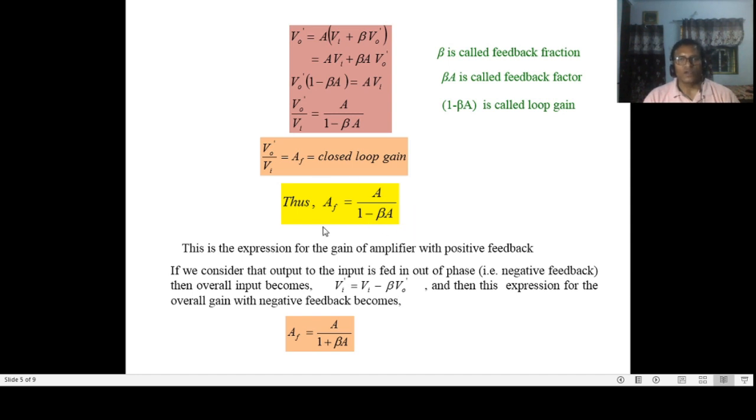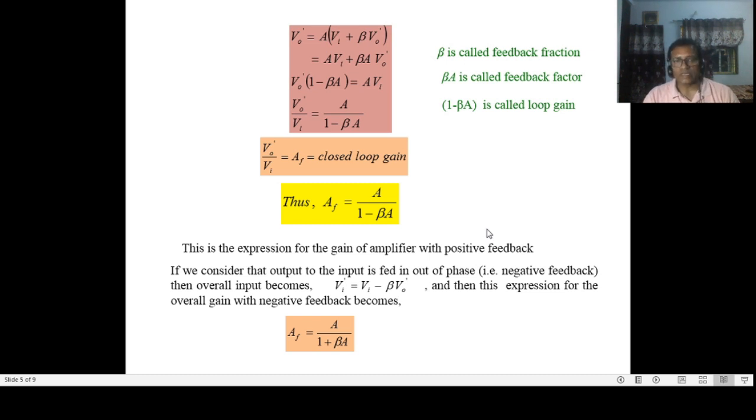So this is the gain of the amplifier with feedback when the feedback is of positive type, where the total input enhances after the feedback is given to it. So this is the expression for the gain of the amplifier with positive feedback.